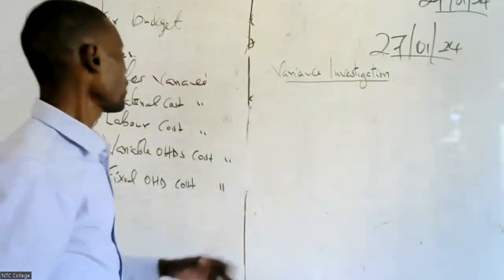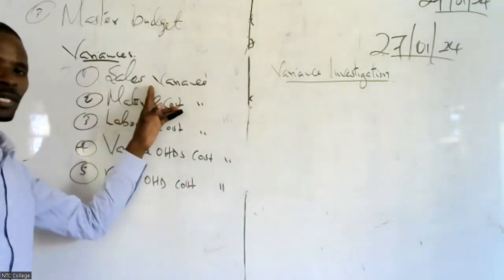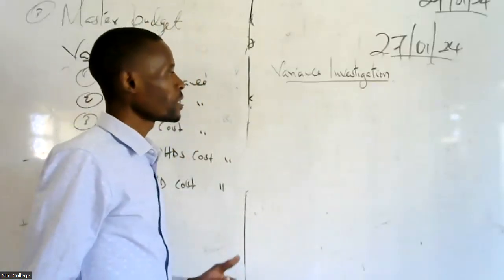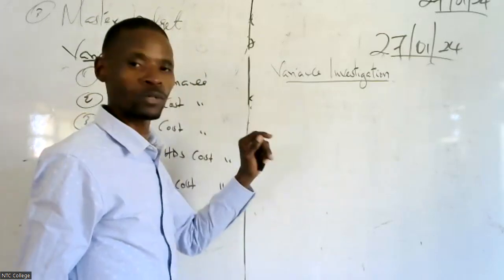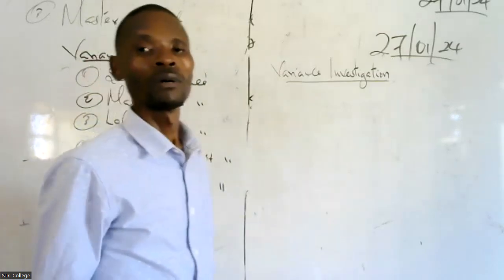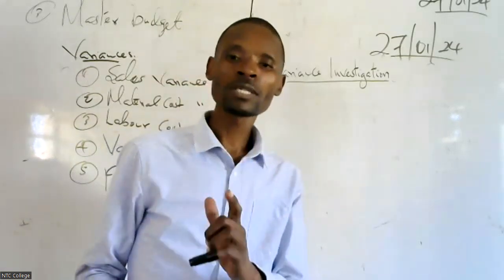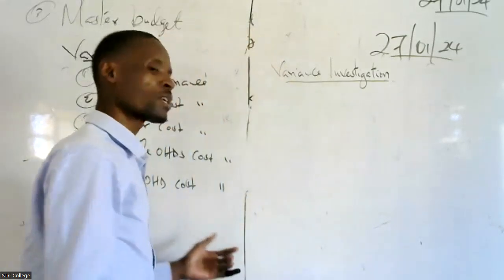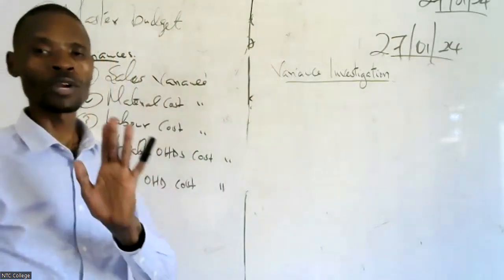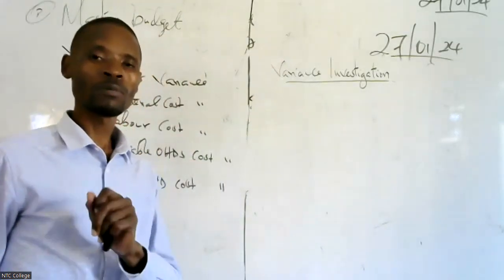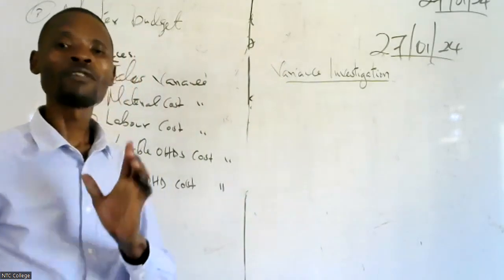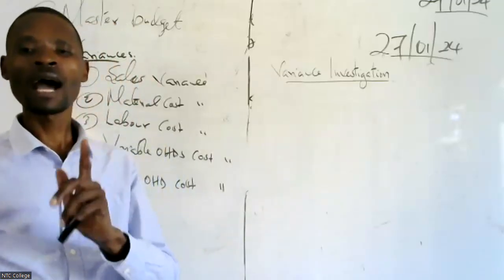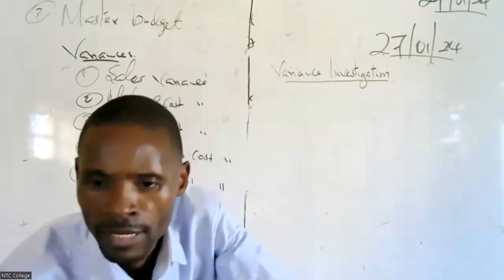So after you have conducted these variances, you need to investigate. And then at that point, we have criteria or factors to consider whether to investigate a variance or not. Like now, if you have a variance, and the variance, my good people, is either positive or negative. If it is positive, favorable. If it is negative, unfavorable or adverse.